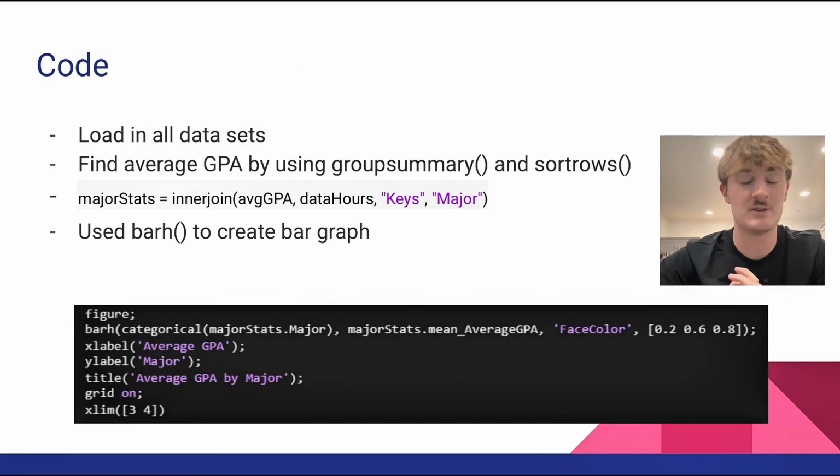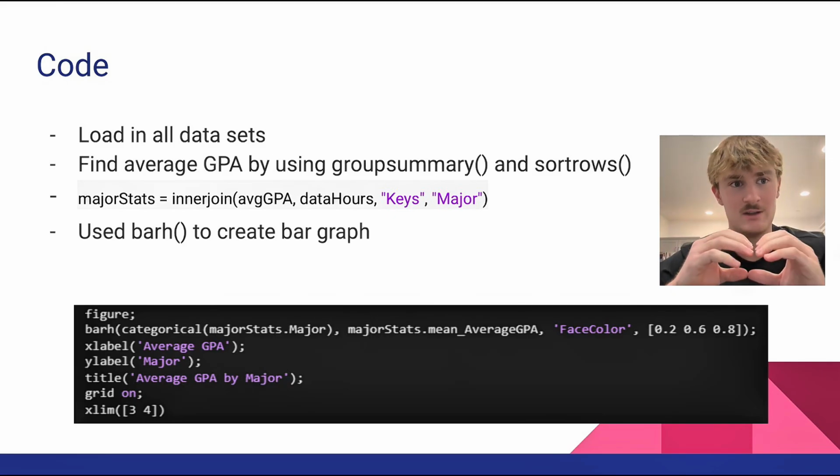And then some code we used. We loaded in all the data sets, and I believe we had 3 or 4 data sets that we had to load in. Then we had to find our average GPA using a group summary code, and then we sorted through rows to find which row the GPA or the major was in. And then our biggest problem, I'll talk about it here in a second, is in that major stats code.